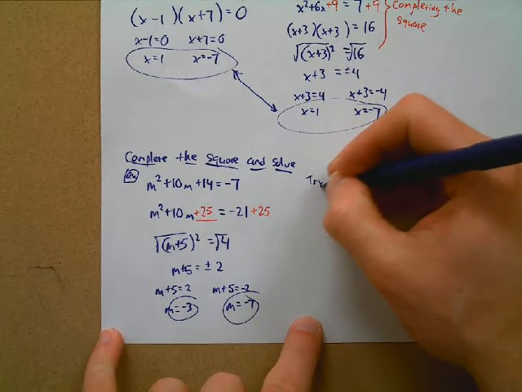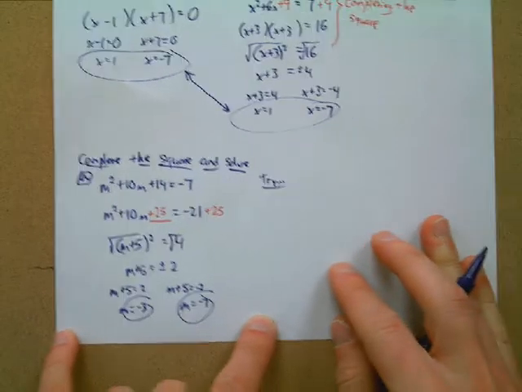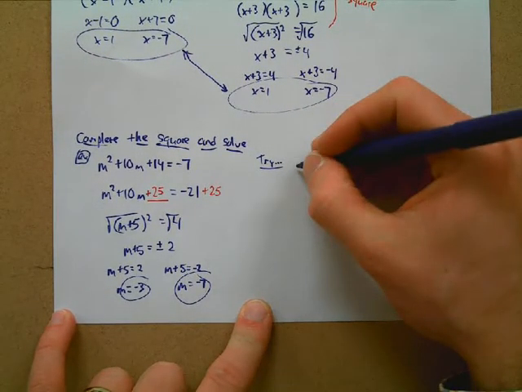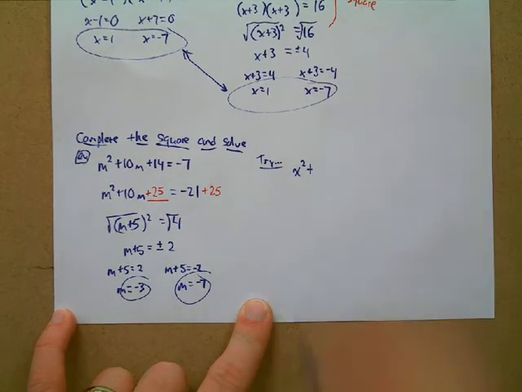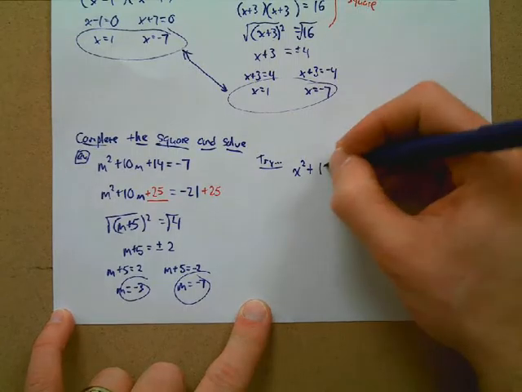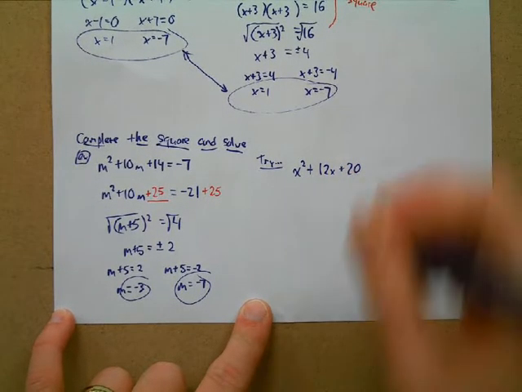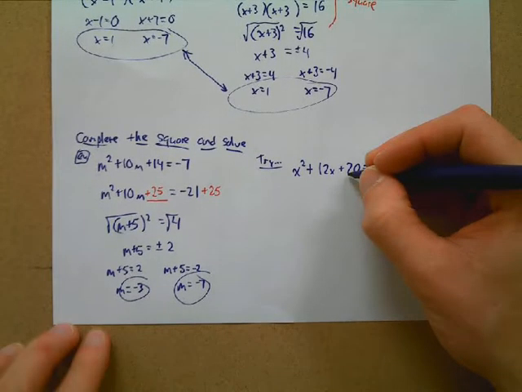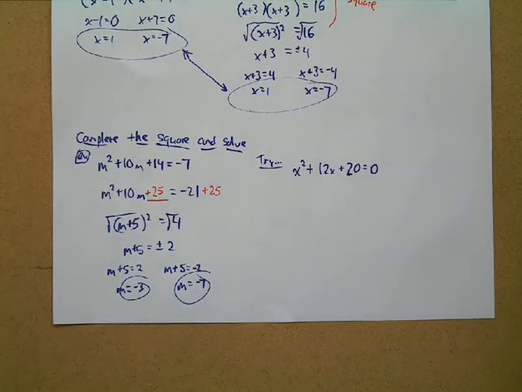Let's do x squared plus 12x plus 20 equals 0. Now, yes, this one factors. So yes, you can solve it without completing the square. But I just want you to try it with completing the square to make sure you're okay.